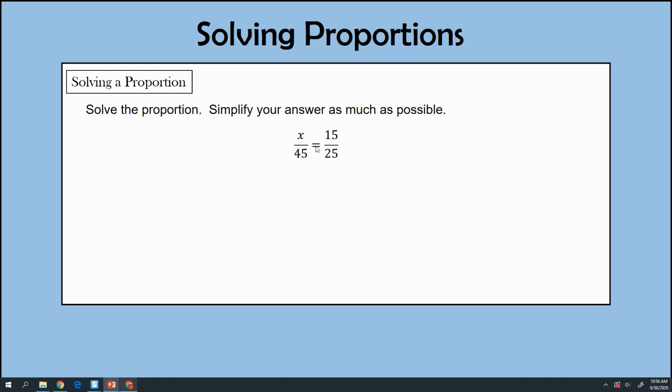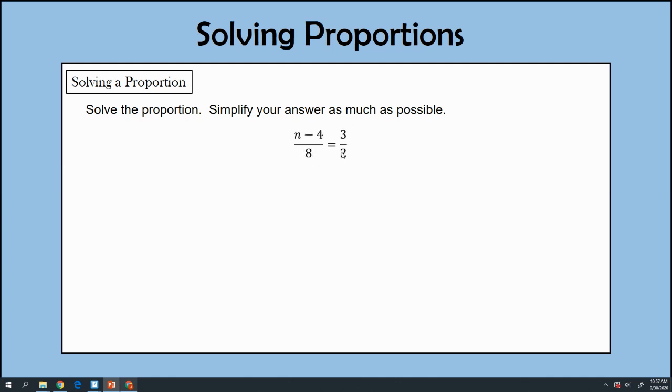Another one, x over 45 equals 15 over 25. So the ratio of x to 45, we want that to be the same as the ratio of 15 to 25. It doesn't matter where the x is. As long as I have 3 of these and 1 missing, I can find the missing one. So again, if these two are going to be equal, then their cross products have to be equal. So x times 25 has got to equal 45 times 15. 25x equals 675. Divide each side by 25, and we get x is 27. So the ratio of 27 to 45 is equal to 15 out of 25. Those two are the same.